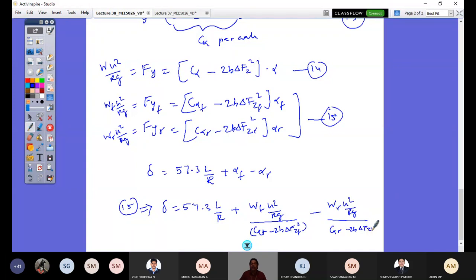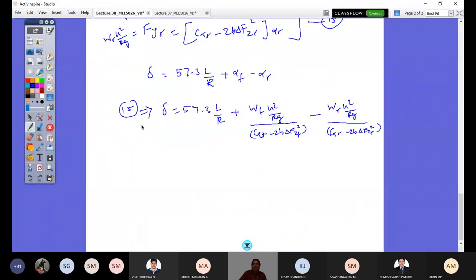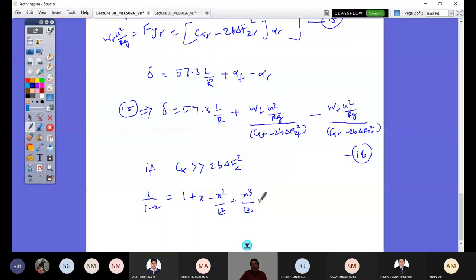And you see now, this expression 16 can be further reduced if we have understood that if this value of C alpha is much greater than this term 2B delta F is at square. If this is very much greater, then I can write this expression 16 further like this. How? So you know the series 1 by 1 minus x. If this x is very small compared to 1, how do you write that expression? This series can be expressed as 1 plus x minus x squared by 2 factorial plus x cubed by 3 factorial minus and so on.